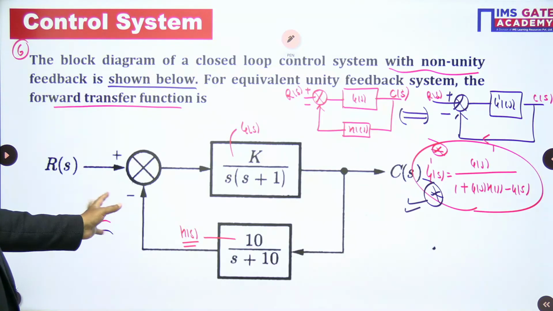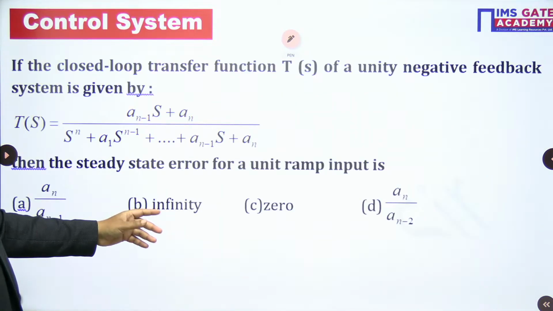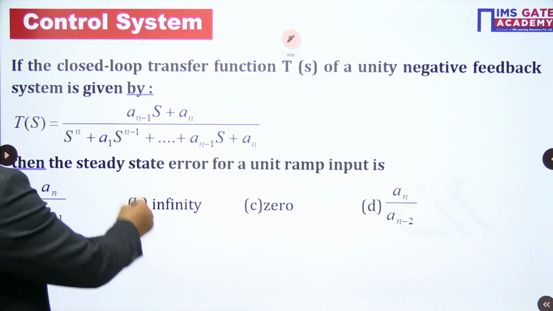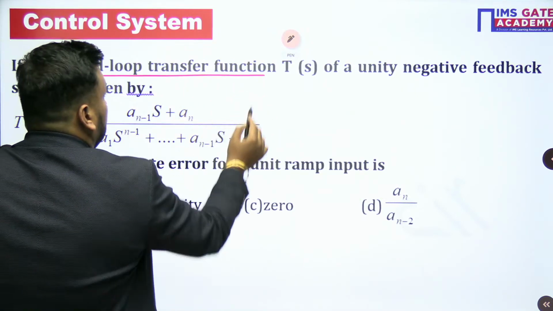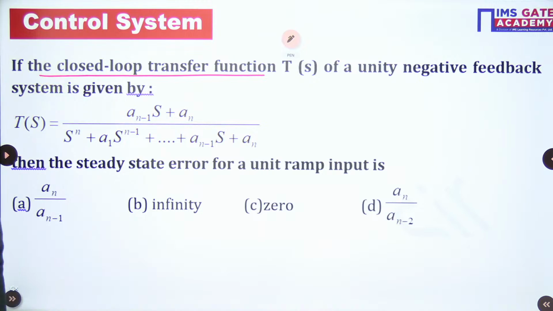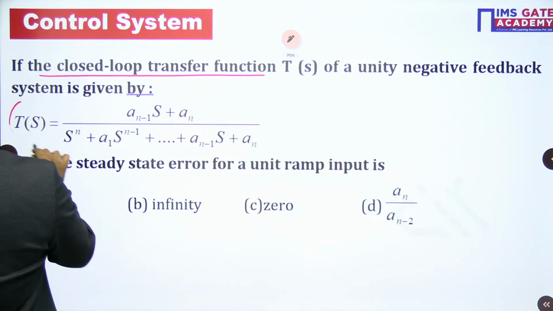Again going for the next, guys. Here we have the next question. If the closed loop transfer function T of s of a unity negative feedback system is this, this is the question.